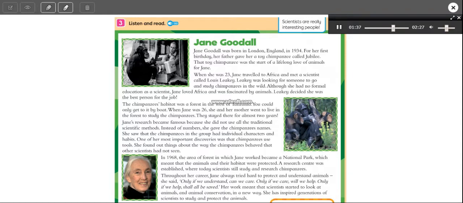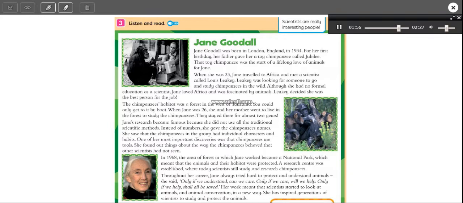In 1968, the area of forest in which Jane worked became a national park, which meant that the animals and their habitat were protected. A research centre was established where today scientists still study and research chimpanzees.